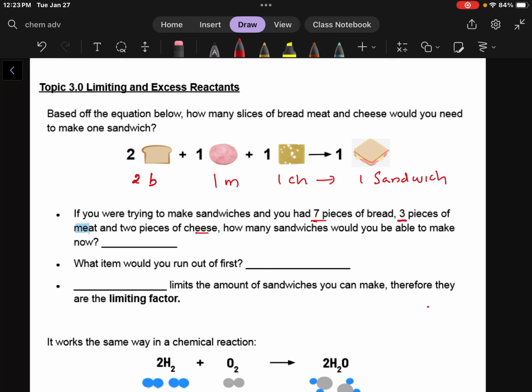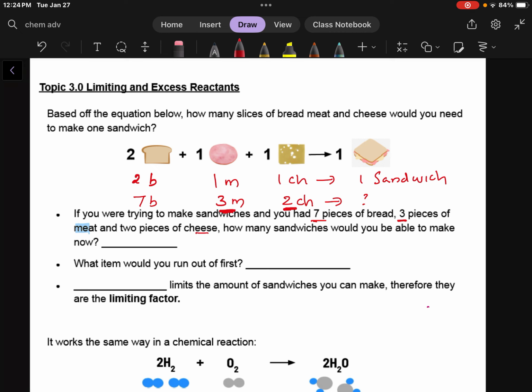So this time you have 7 bread, 3 pieces of meat and 2 cheese. How many sandwiches can you make? Okay, so you have to think. We know that with 7 breads you can make 3 sandwiches. With 3 meat you can make 3 sandwiches and with 2 cheese you can make 1 sandwich if all other ingredients are in excess.